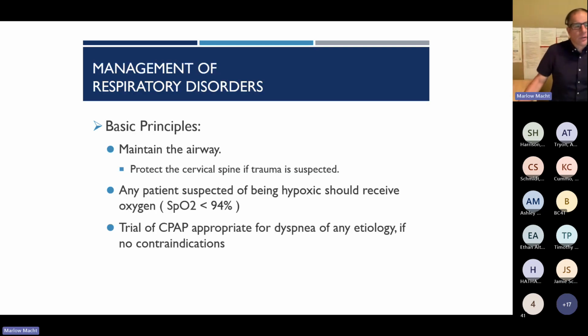So basic principles in management of respiratory disorders. Obviously, we want to maintain the airway with protection for the C-spine if trauma is suspected. If you suspect that the patient is hypoxic, then those patients should receive oxygen.